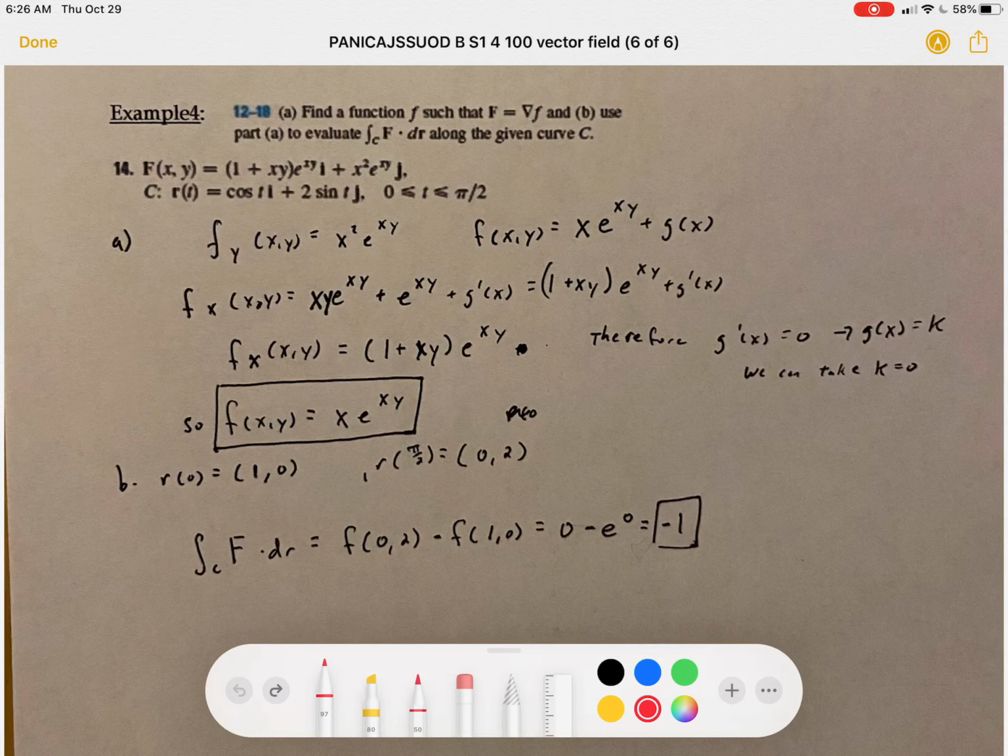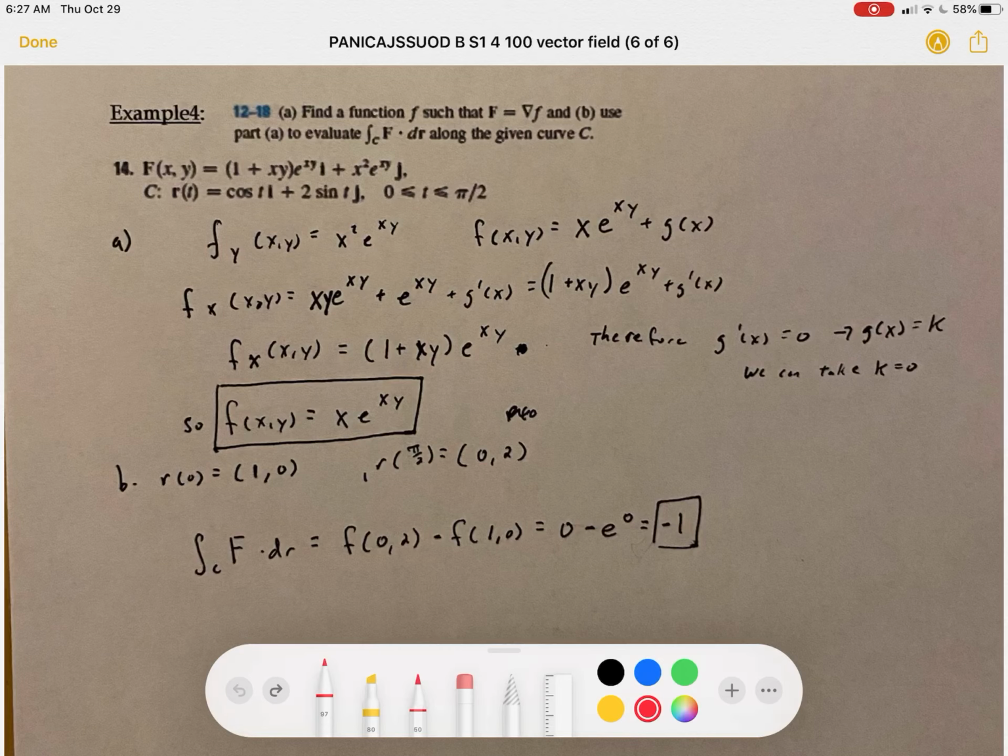And so that's why we can get rid of the integration and just take the endpoints at whatever value we're in. The A part is going to be very similar to example 3. The first thing we're going to do is take our partial of y or our partial of x. This is the partial function with respect to x. This is our partial function with respect to y.